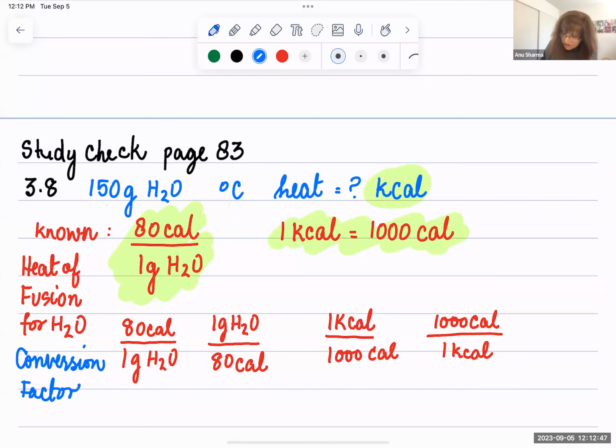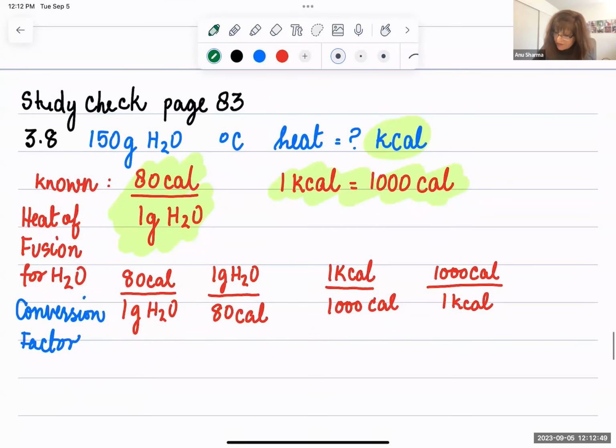Now, what is the strategy? We take the grams and convert them first into calories, and then these calories are converted into kilocalories. This is a simpler method. To go from grams to kilocalories, you use the heat of fusion, which converts into the calories.